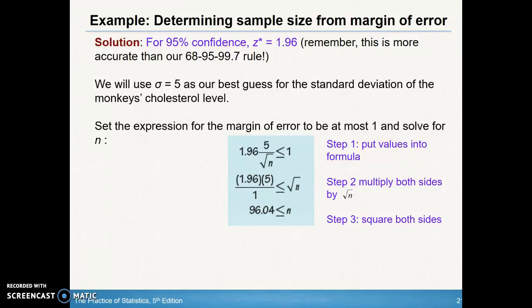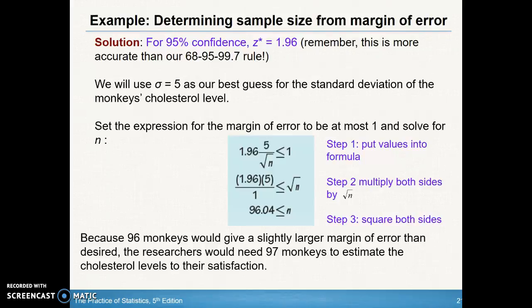So the answer is 96.04. So you can't have 96.04 monkeys. You have to have 97 monkeys, and you would always go up to the next one, because if you don't, then it's going to make your margin of error too big. So you always have to round those up if it comes out as a decimal, which it often would.